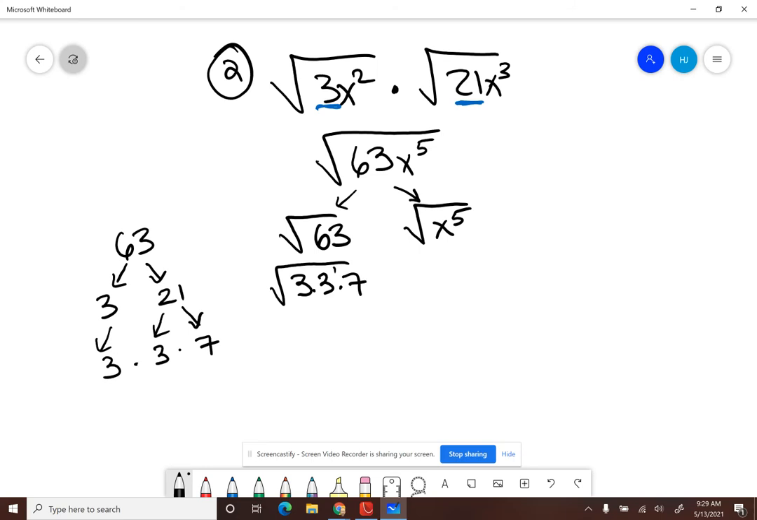And let's see, anything that we have 2 of, I can bring out. So I have 2 3s, which means that I could rewrite this as 3 radical 7. You notice I'm leaving a little bit of room here in case I have some variables that may come out.